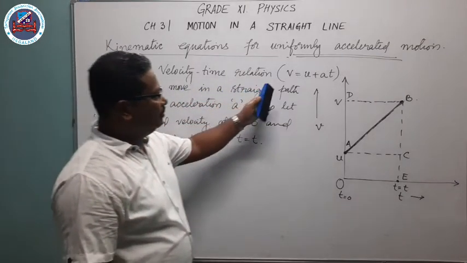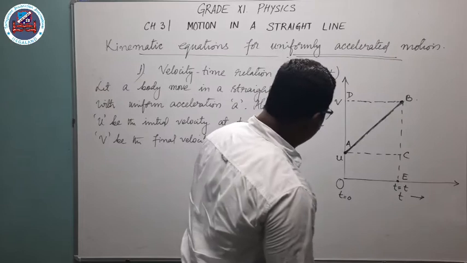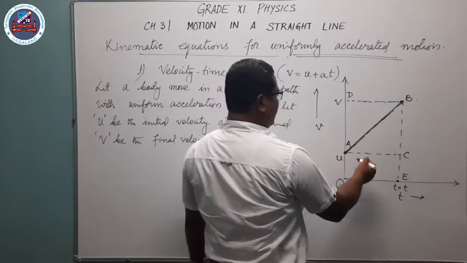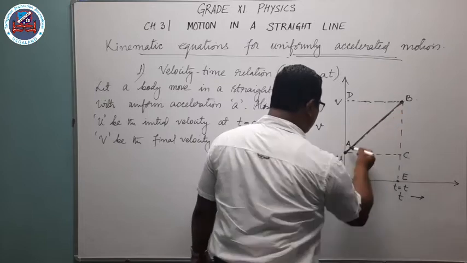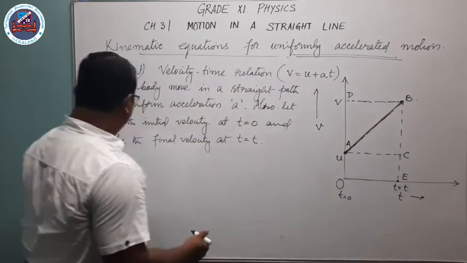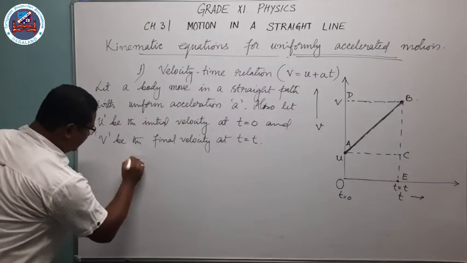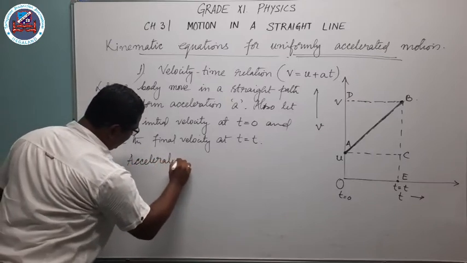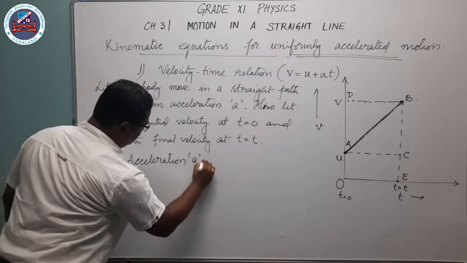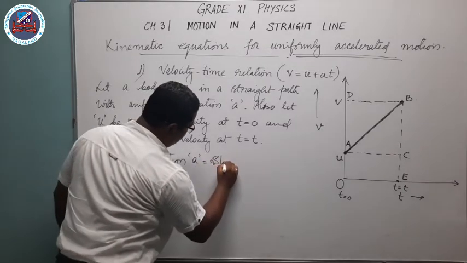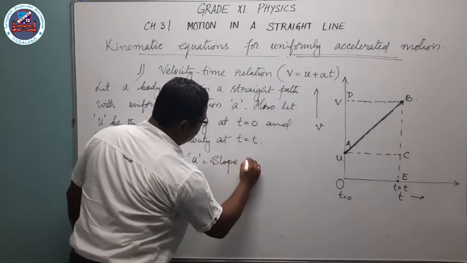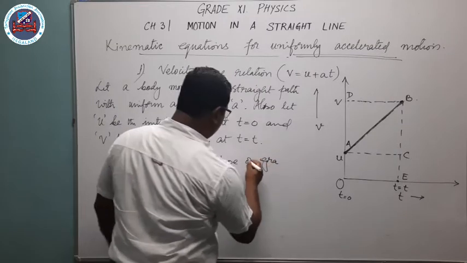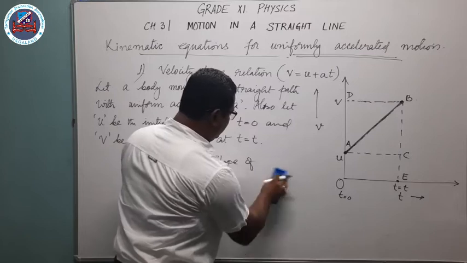Velocity time relation: V equal to U plus AT. To get it, we'll start with the slope of the line AB. We know that we get acceleration if we take the slope of line AB in the velocity time graph. Acceleration A is equal to the slope of the velocity time graph.